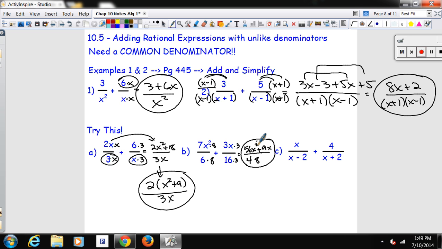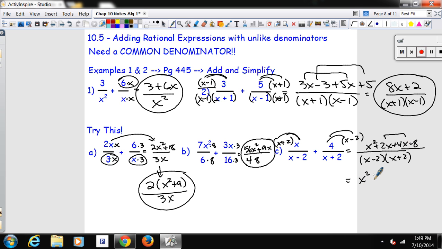This is like the example 2 up here, this next one, letter C. You need a common denominator of x minus 2, x plus 2. You need to multiply this first fraction by x plus 2 on top and bottom. You need to multiply this one by x minus 2 on top and bottom. So you'll get x squared plus 2x. That would be the x squared here and the 2x here. And then you multiply, you get 4x and you get a minus 8. Plus 4x minus 8.